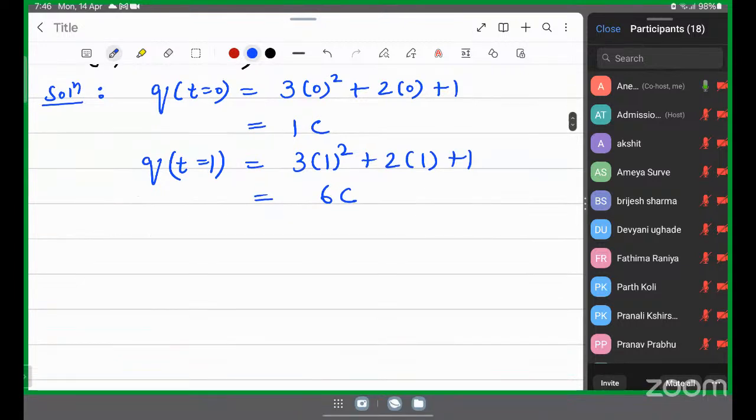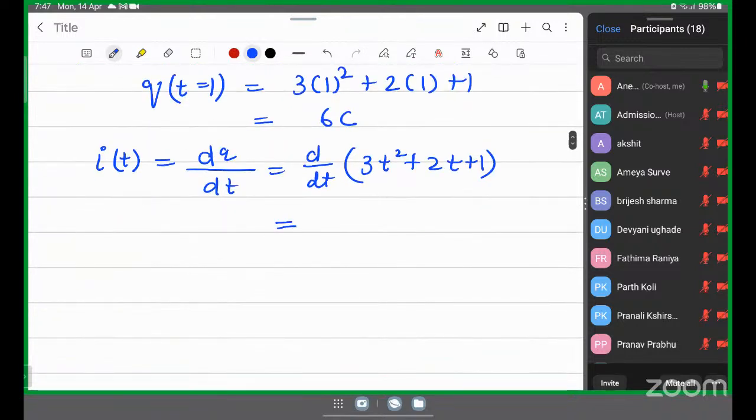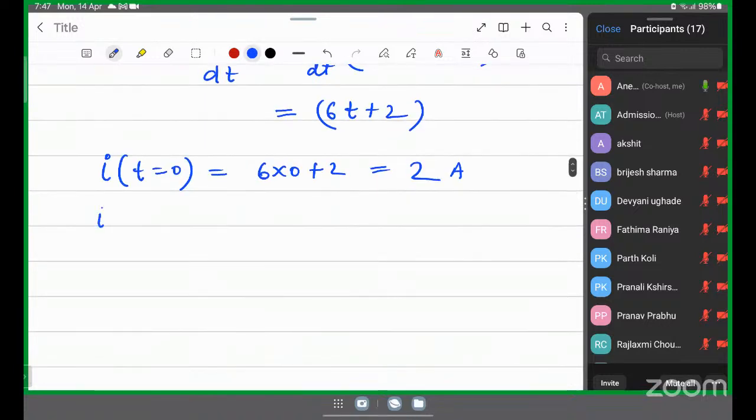Then we have to find out current I as a function of time t, and current I is dq by dt. So this will be d by dt of q. Q is 3t square plus 2t plus 1. On taking the time derivative, this will be 6t plus 2. Now, if we want to have current I at t equals to 0 instant, this will be 6 into 0 plus 2, and the answer will be 2 ampere. And we can also find out current I at t equals to 1 instant. This will be 6 into 1 plus 2, that is 8 ampere.